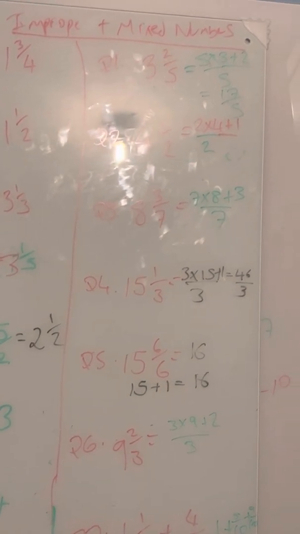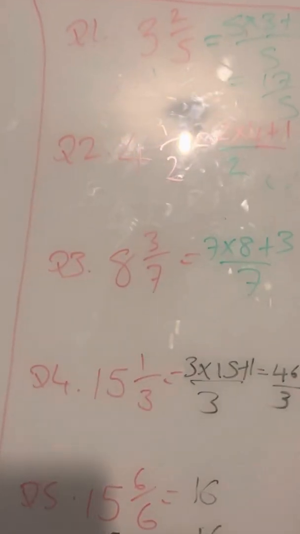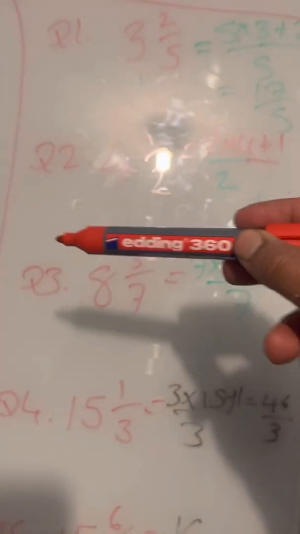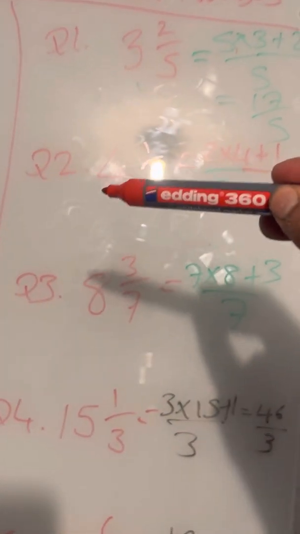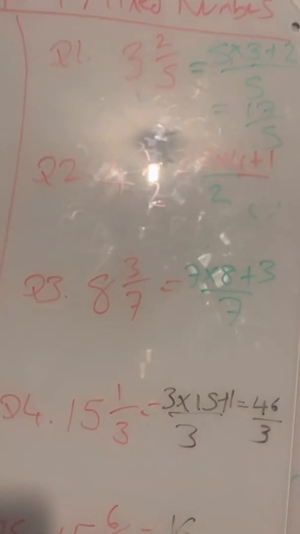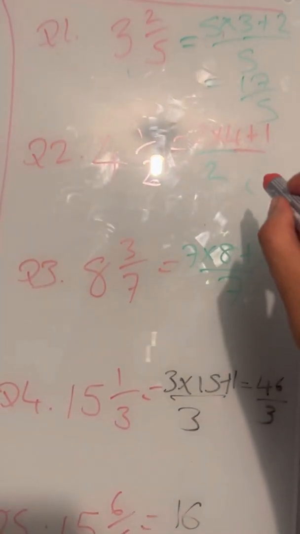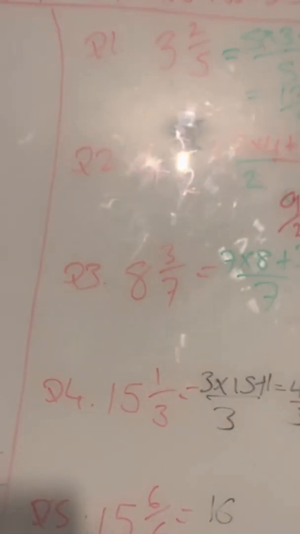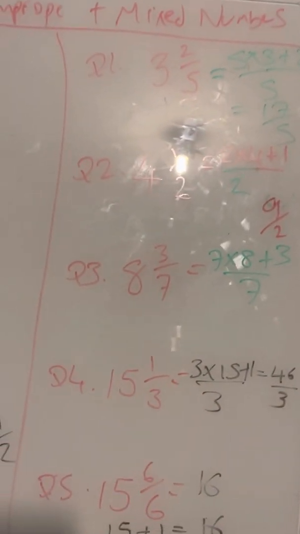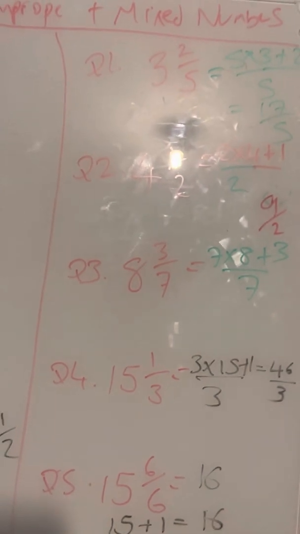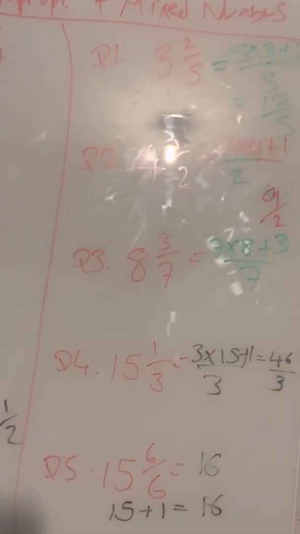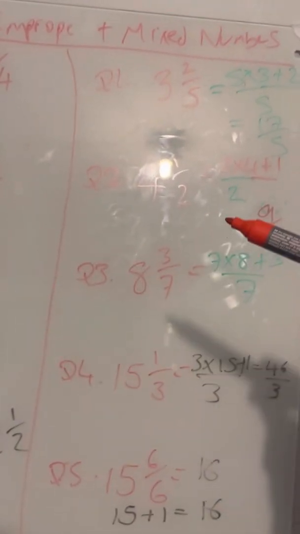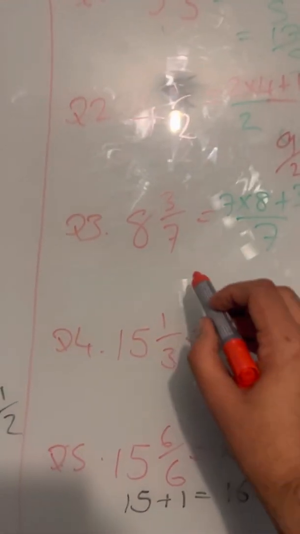This is question number 2. It might be hard to see actually. So question 2 says 4 and a half, guys. So 2 times 4 is 8, plus the 1 is 9. So the answer for that one is 9/2. This is question number 3, 8 and 3/7. Well, 7 times 8 is 56, add the 3 is 59.